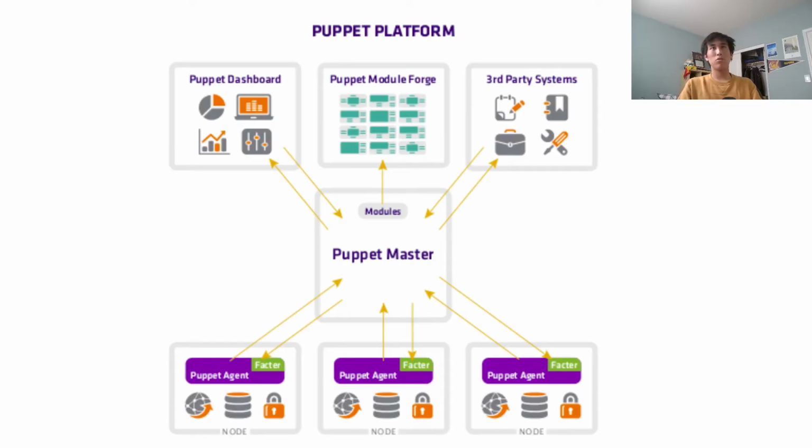And so since the OCF mainly uses Puppet, I'll go over that more in depth. So basically how Puppet works, you can kind of see this is the Puppet platform. You have this single Puppet master, like we said earlier. We have these nodes down here that are running Puppet agents. And this Puppet master communicates with these Puppet agents to basically configure them. You also have these modules up here, like a Puppet dashboard, and you also have third-party systems to interact with Puppet.